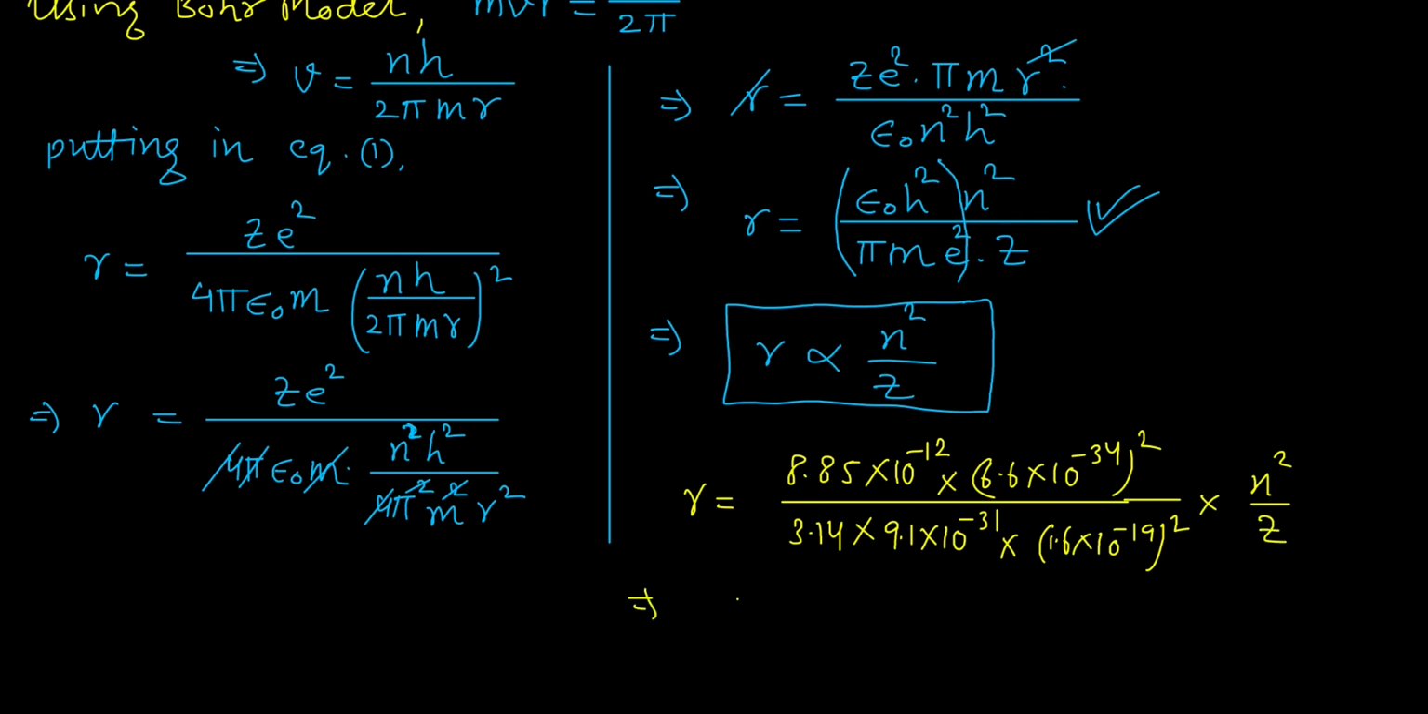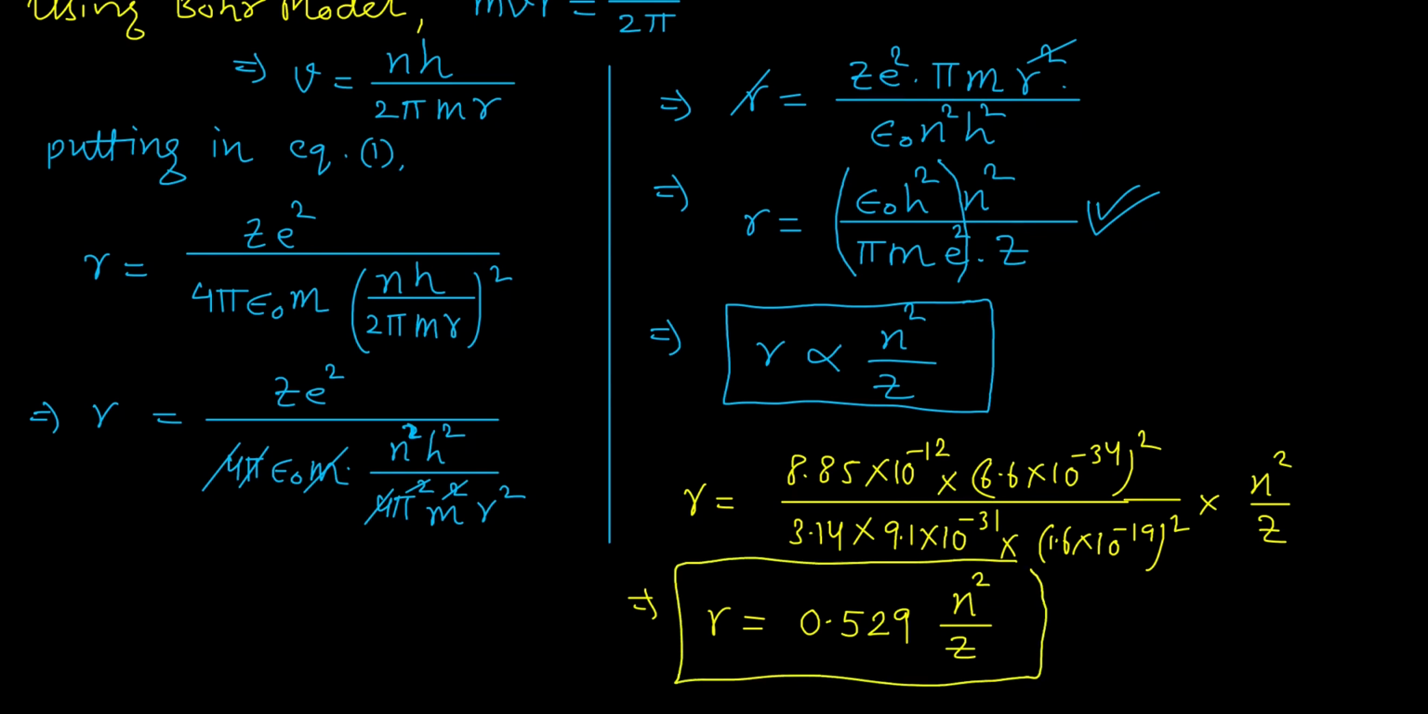And if you put all these values, what will you get? You will get this whole value in angstrom. This will be 0.529 angstrom. So 0.529 into n square divided by z. This is the radius expression in angstrom you have.